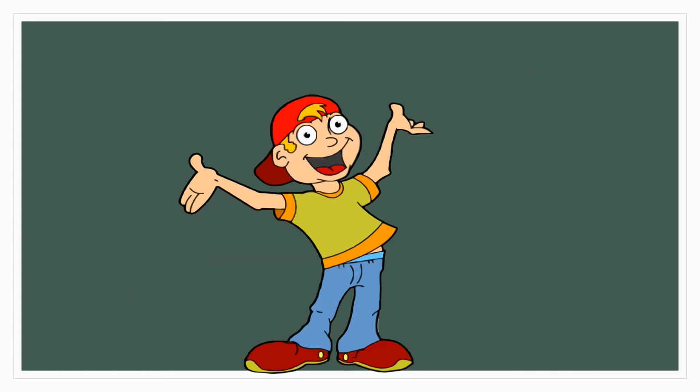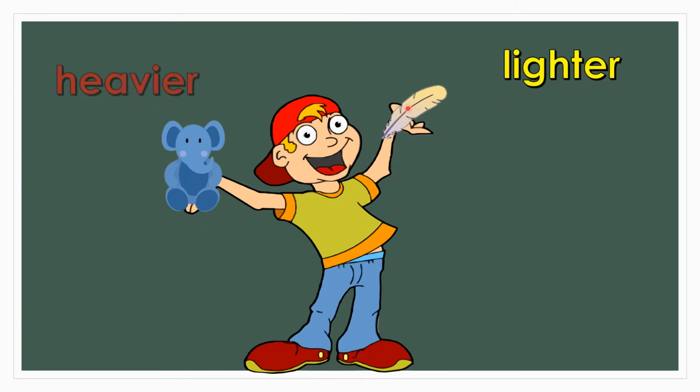If I keep objects in both hands, right hand side teddy bear and left hand side feather, the teddy bear is heavier, so my hand goes down, and the feather is lighter, so my hand is up. The lighter goes up and the heavier goes down. See here.